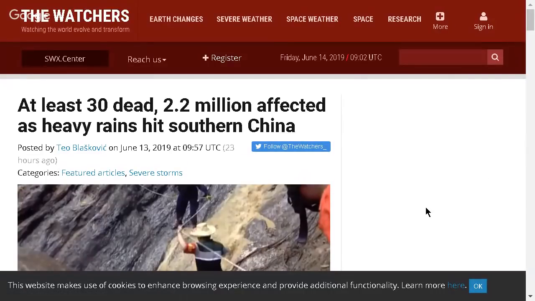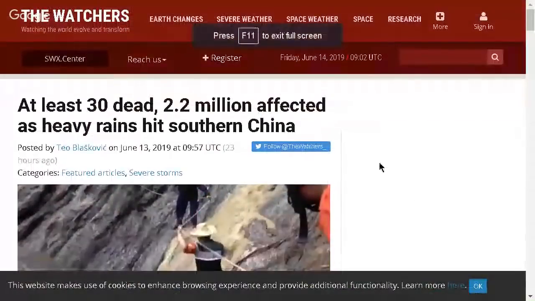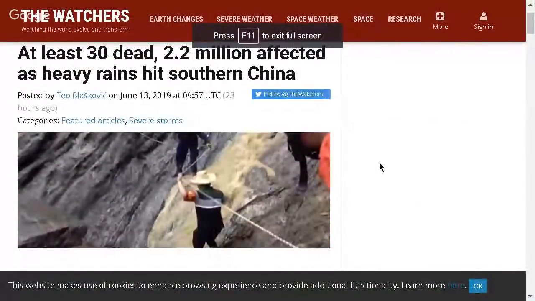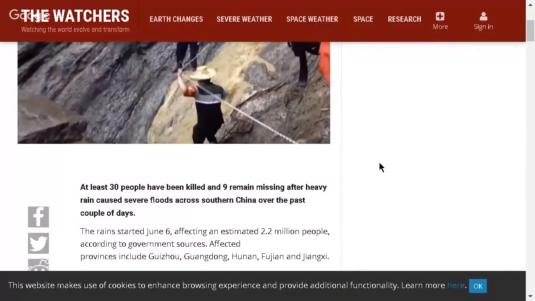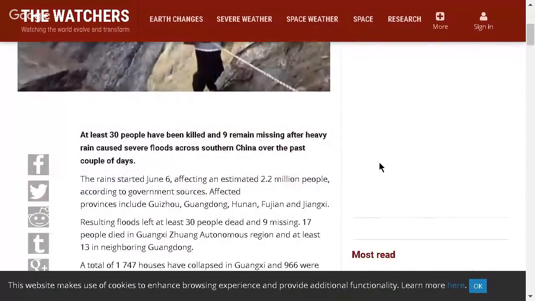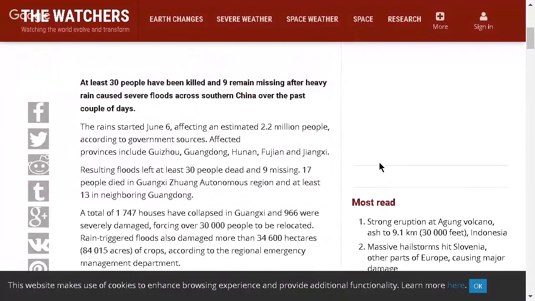Check out the Watchers, which is watchers.news, if you weren't aware. At least 30 dead and 2.2 million affected as heavy rains hit southern China. Millions affected, 2.2 million that is, in Guizhou, Guangdong.